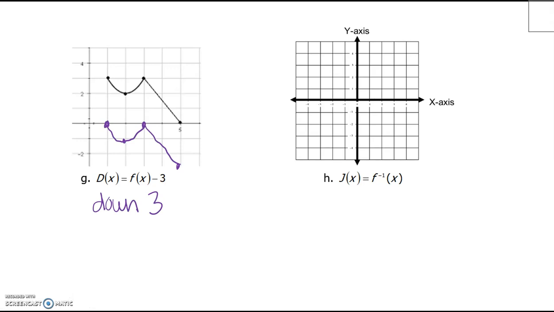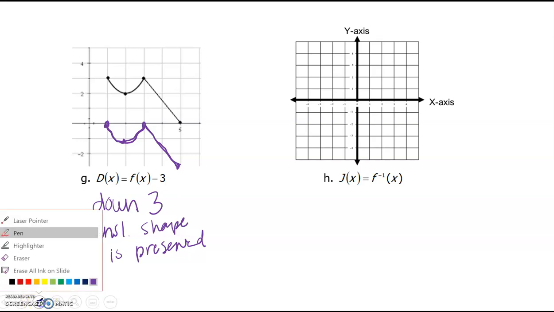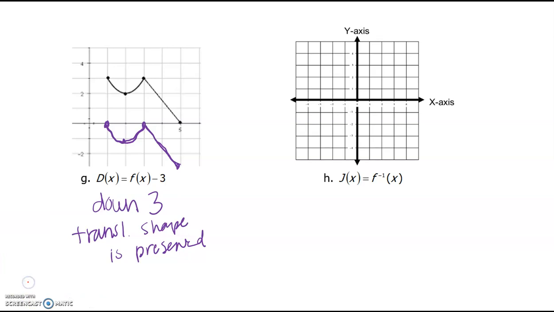All right, so in this one, -3, we see it goes going down 3. I do want us to notice that for our translations, the shape of our functions is preserved, meaning that it has the exact same shape it started with, it's just located somewhere else. For stretches and shrinks, of course the shape is a little bit warped and changed.